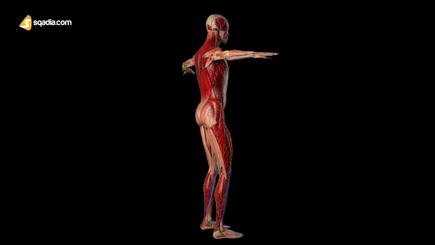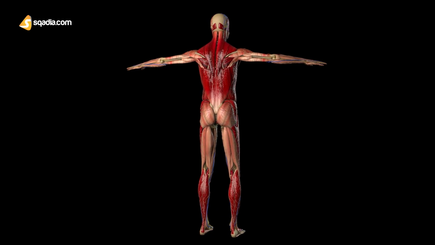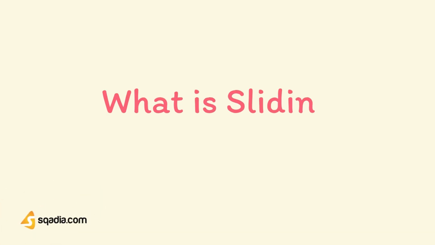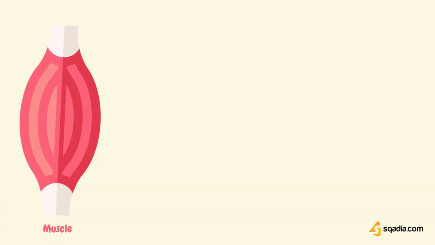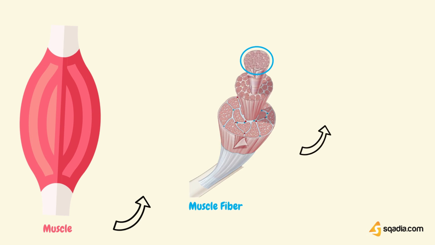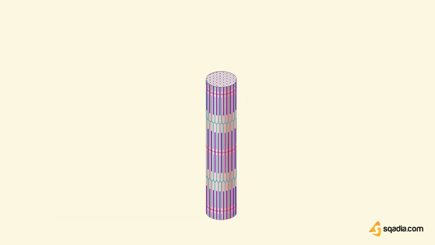This contraction of muscle can be explained through the sliding filament model. So, what is the sliding filament theory? Well, each muscle contains muscle fibers, and inside a muscle fiber, there are multiple myofibrils. These myofibrils are long cylinders. Each myofibril has sections that repeat, called sarcomeres.